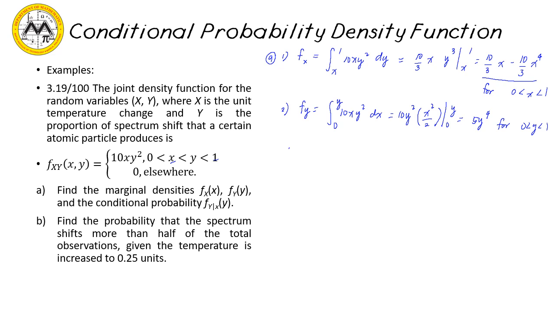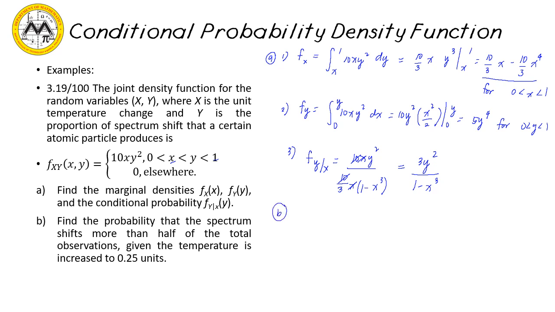For the third one, the probability of y given x would be 10xy squared over f sub x, so dividing by 10 over 3 x times 1 minus x cubed. I just simplified this. I factored out 10 over 3 x, so what's left will be 1 minus x cubed. We cancel out 10 and x, so what we have is 3y squared over 1 minus x cubed. So these are the marginal densities.